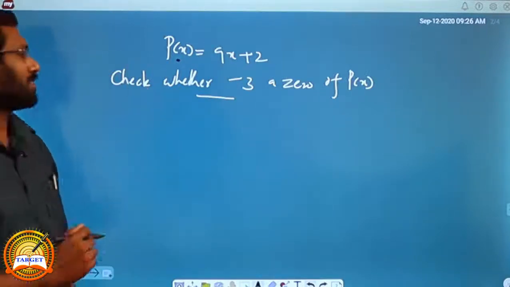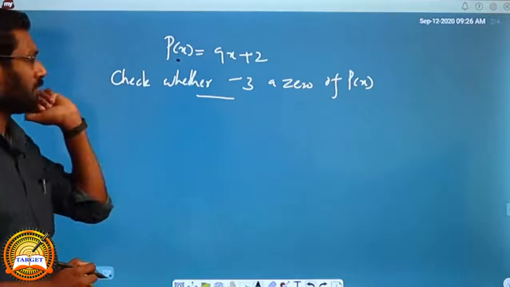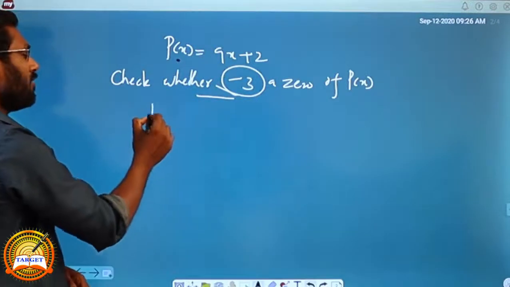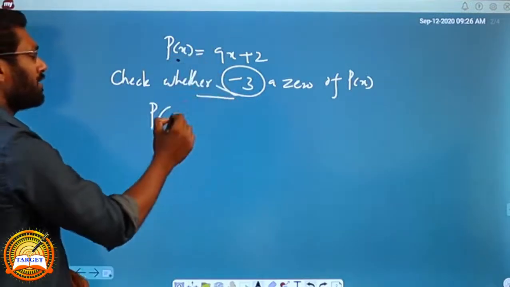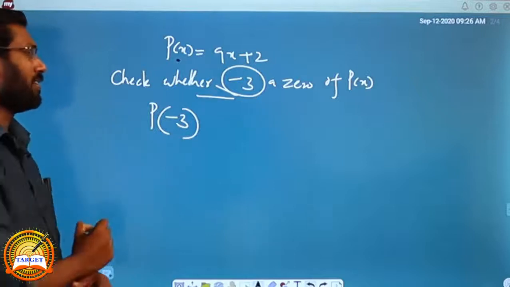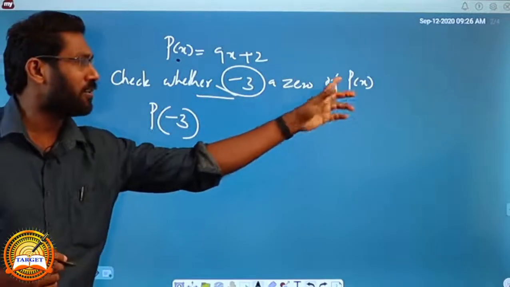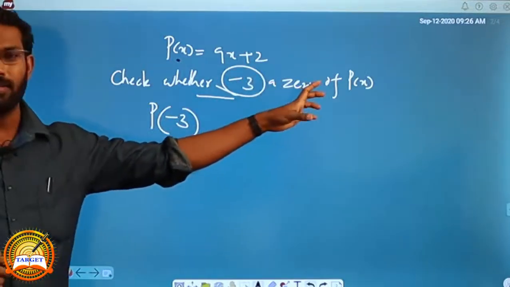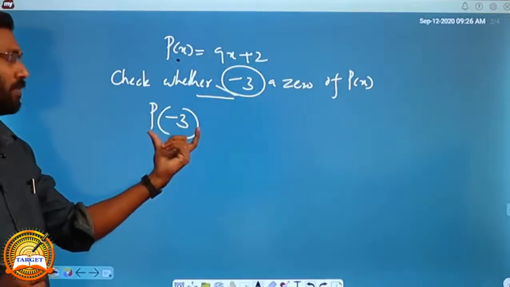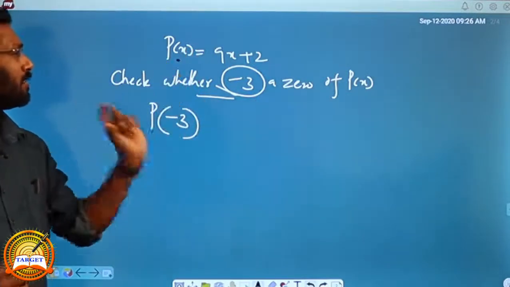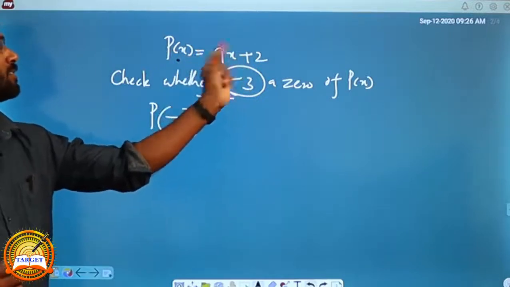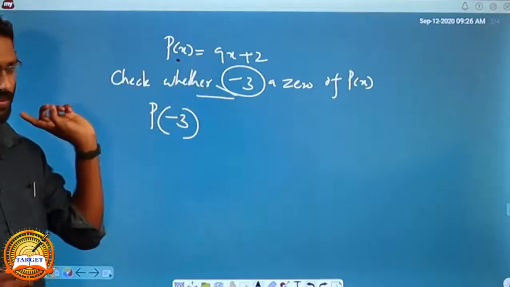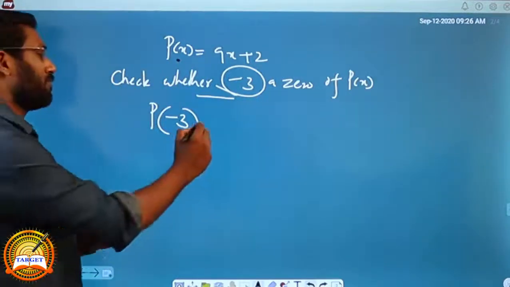Okay, let's check. How we can check this is a 0 or not? We have to find the value of the polynomial at x is equal to minus 3. That means we have to find p of minus 3. In order to check whether minus 3 is 0 of p of x, we have to find p of minus 3. p of x is given as 9x plus 2. When we give the value minus 3 for x, we will be getting p of minus 3. Now we are going to find p of minus 3.